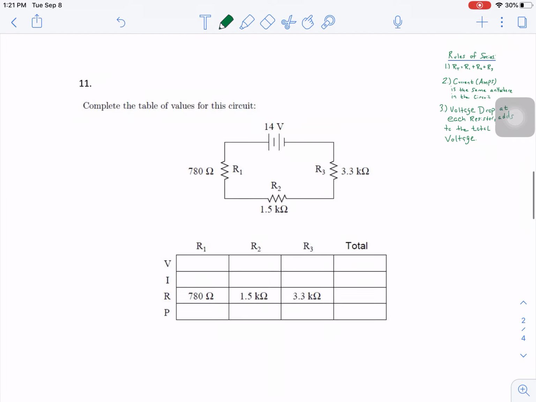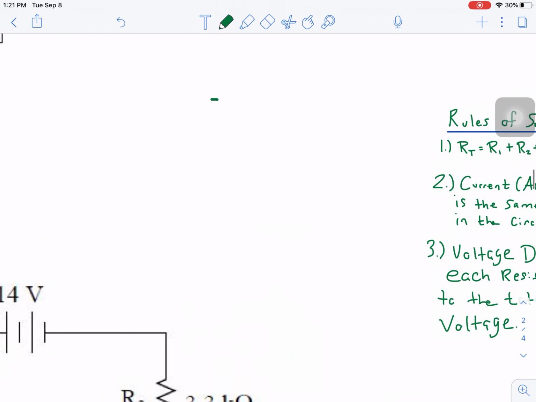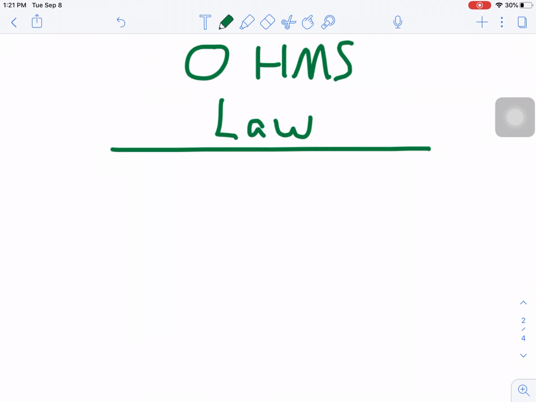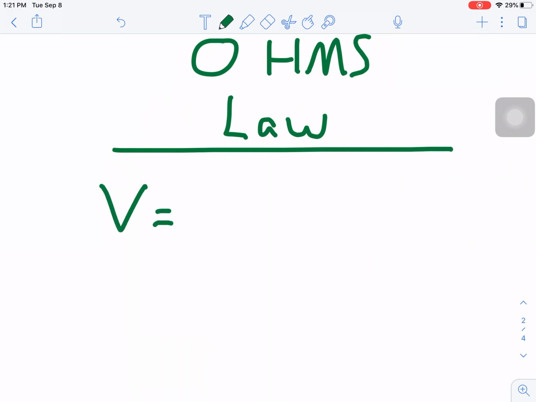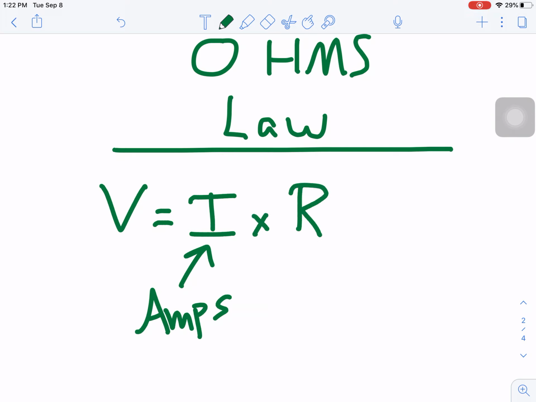Next thing I want to talk about before we solve this is Ohm's law. And Ohm's law is three separate equations that allows us to solve voltage, current, and resistance in a circuit. The first is that the amount of pressure or voltage in a circuit is equal to our current, which I'm going to write with an I. So don't get that confused because it's an I. It still is current or amps times the resistance, that's going to be in ohms.